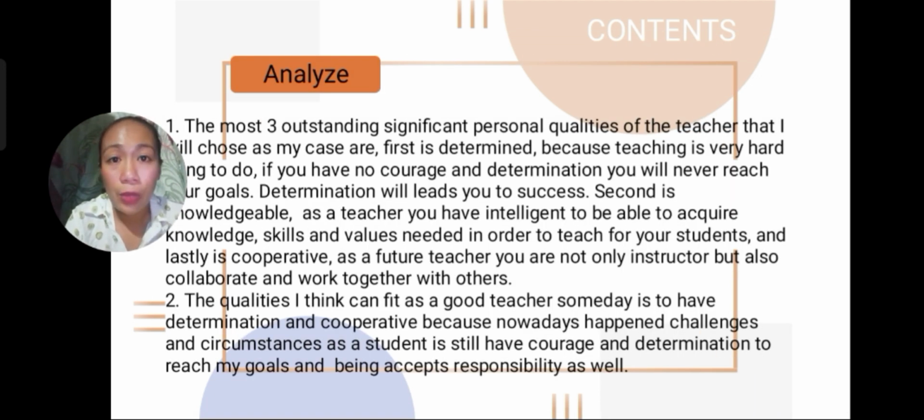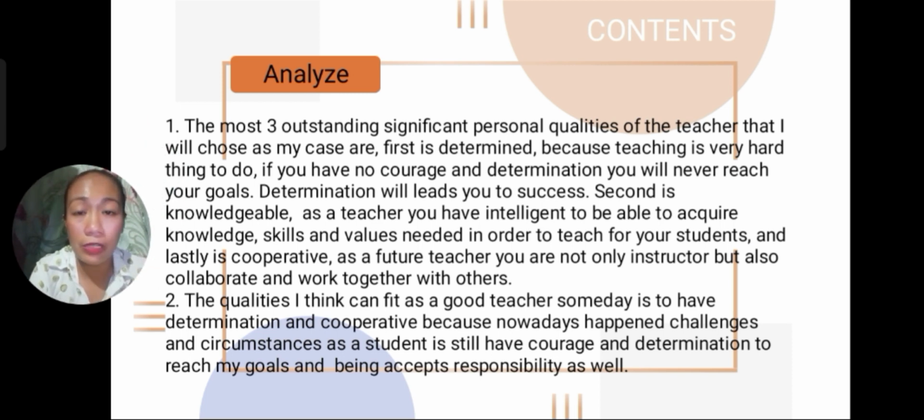So next we have analyze. The most outstanding personal qualities of a teacher that I will choose as my case are, first, determined. Because teaching is a very hard thing to do. If you have no courage and determination, you will never reach your goals, because determination will lead you to success. Second is knowledgeable.